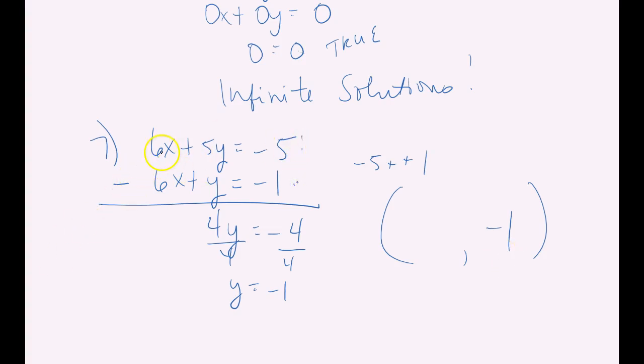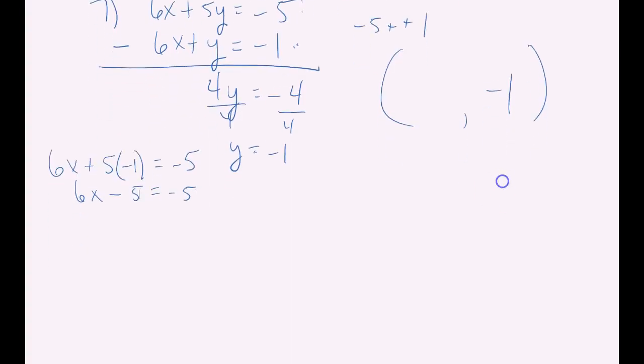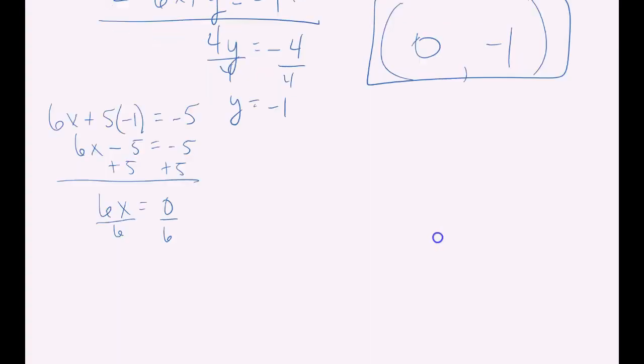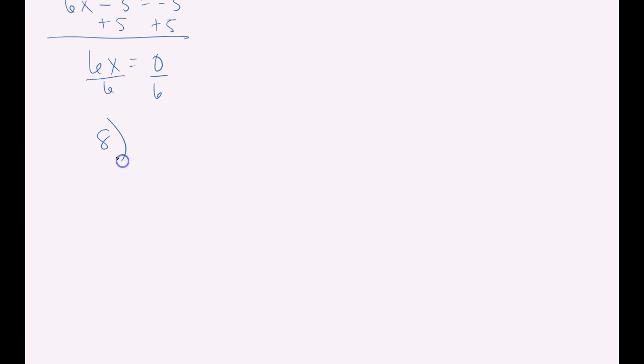I'm just going to choose the top one. So I've got 6x plus 5 times, what was my y? Negative 1 equals negative 5. So 6x minus 5 equals negative 5. Let me just solve for x. So add 5, add 5. Ooh, 0. So x equals 0. 0 divided by anything is 0. So there's my answer for number 7. Cool. Moving on to number 8.